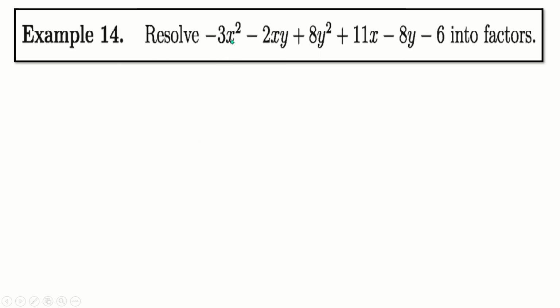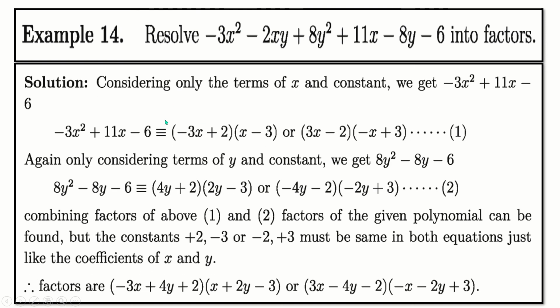Another problem. Resolve into factors: minus 3x square minus 2xy plus 8y square plus 11x minus 8y minus 6. Here two parts are quadratic. Here is x square, here also y square, and here xy, but here is only x and only y. So we have to take at first the term of x and the term of y. That means, follow the solution here.